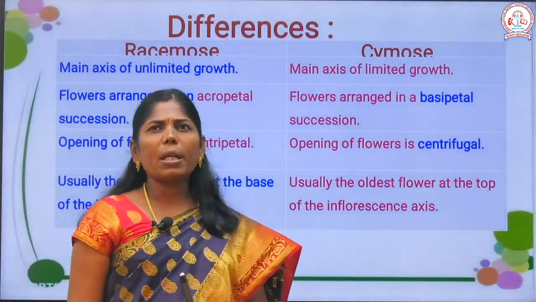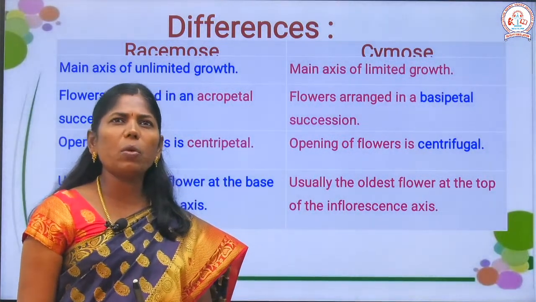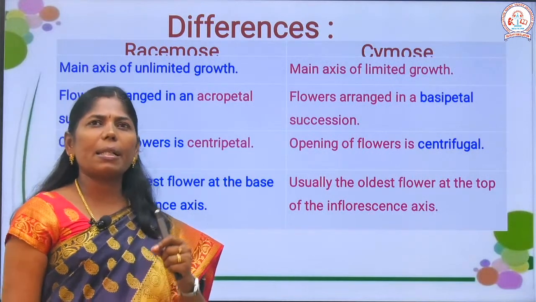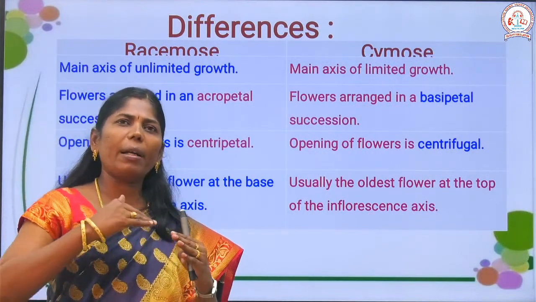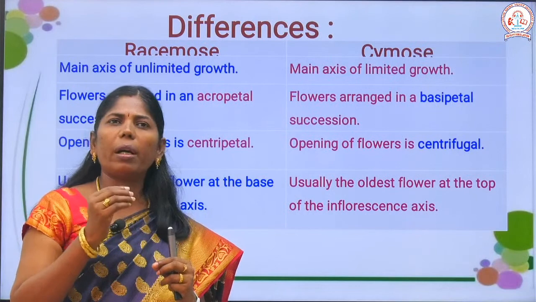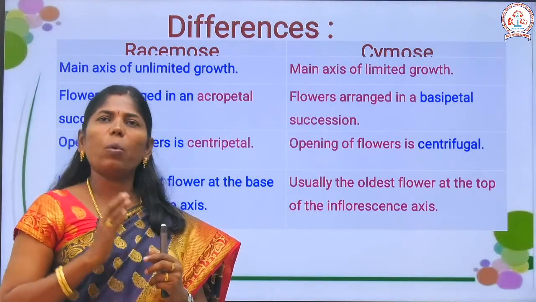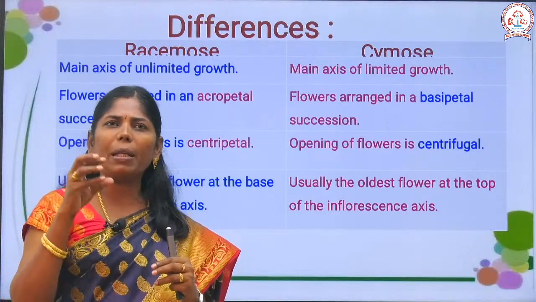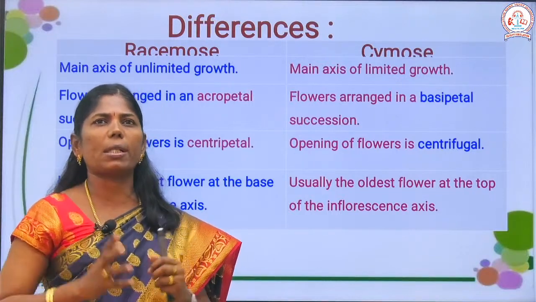So, we can see what is the difference between the racemose and cymose inflorescence. Already I said that here. So, in the racemose, the main axis is of unlimited growth, because they do not have terminal buds. But in the cymose, the main axis has limited growth, because the main axis consists of, that is, old flowers are present.